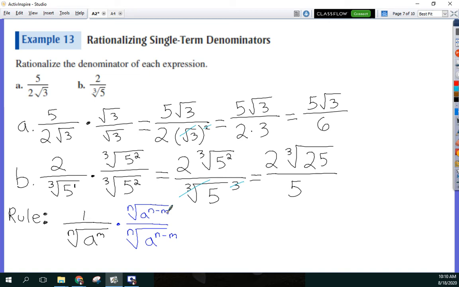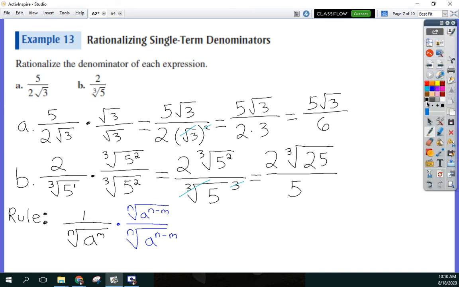And that will work for any index, whether we have an index of 3 like we did here, an index of 25, which hopefully we never see a problem like that, but that rule will work no matter what the index is.